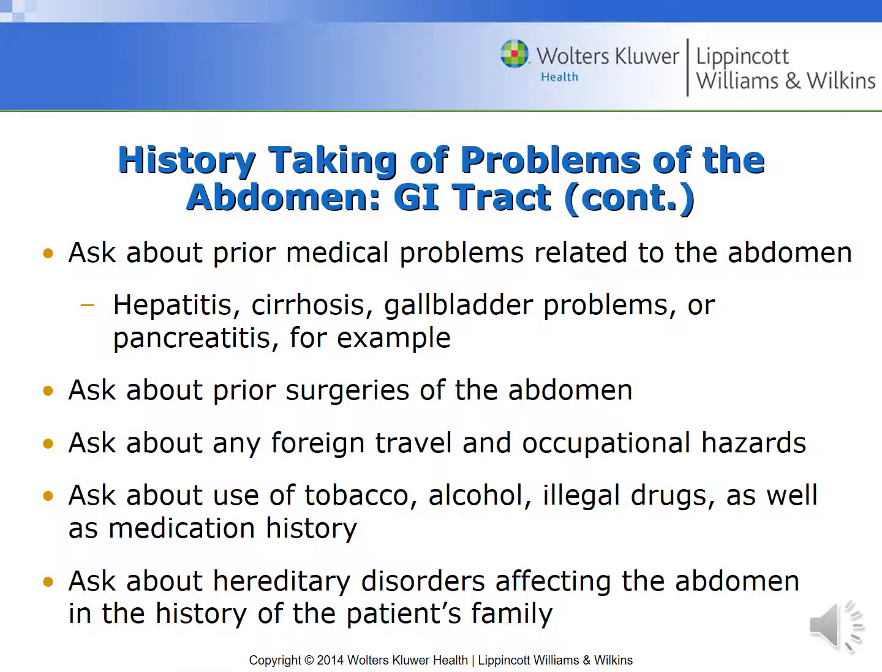Moving on, asking about any prior medical problems that might be related to the abdomen, any history of hepatitis. Of course, when it comes to hepatitis, being able to determine which hepatitis, and they'll be able to tell you. For example, with hepatitis A, that's usually when people travel or have something with poor sanitation, or they have some sort of contaminated food or water. That's hepatitis A.